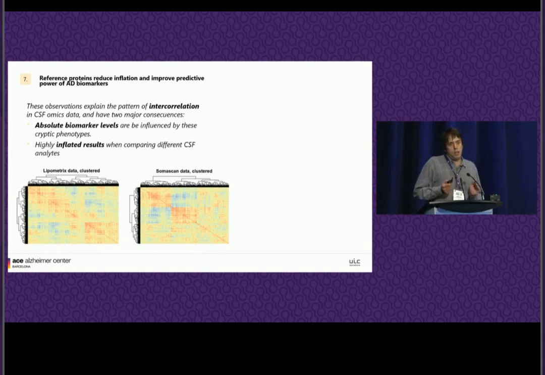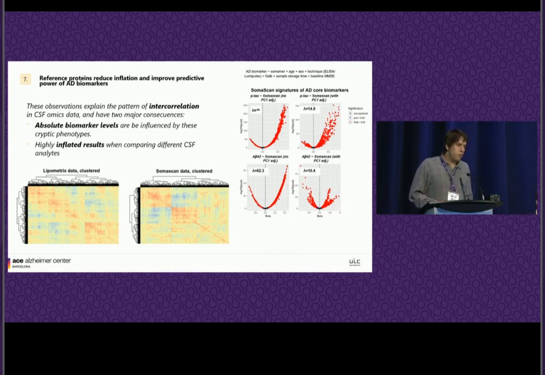So importantly, our findings have two major consequences. One is that absolute biomarker levels in the CSF are affected by these cryptic phenotypes, and this has important consequences, for example, when we try to perform cutoff-based classifications, such as in the ATN framework. And also, these findings explain the strong patterns of intercorrelation of the CSF, which actually lead to strong inflations when, for example, we try to find out the proteomic signature of CSF p-tau or beta-42. And as you can see here, only by including PC1 as a covariate, we can already reduce this inflation by quite a lot.